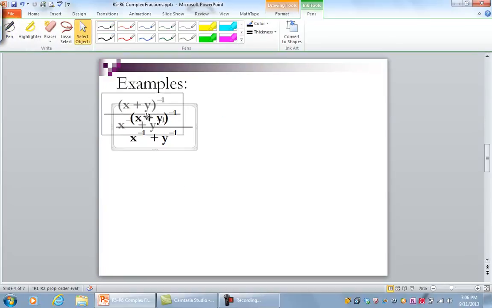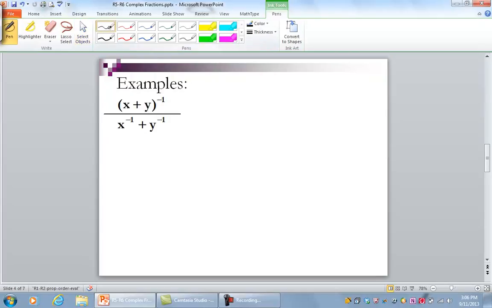I'm going to move this up to the top a little bit so I have some more room to work. So the quantity x plus y to the negative 1 over x to the negative 1 plus y to the negative 1. So this problem is going to be kind of similar to the first one that we did. Again, we're just going to deal with the top first. That negative 1 exponent means I'm going to make it into 1 over x plus y. That's just one solid fraction, no negative exponents. We're done with simplifying just the top.